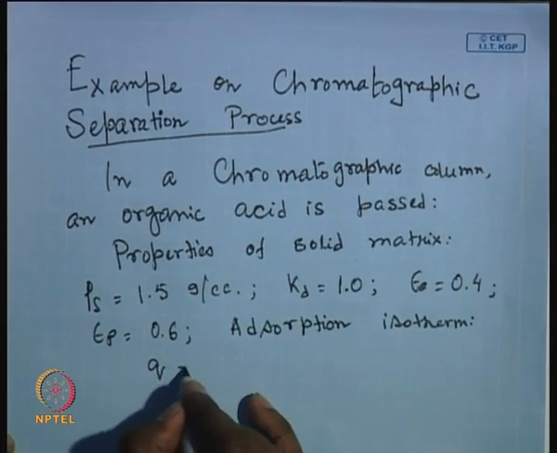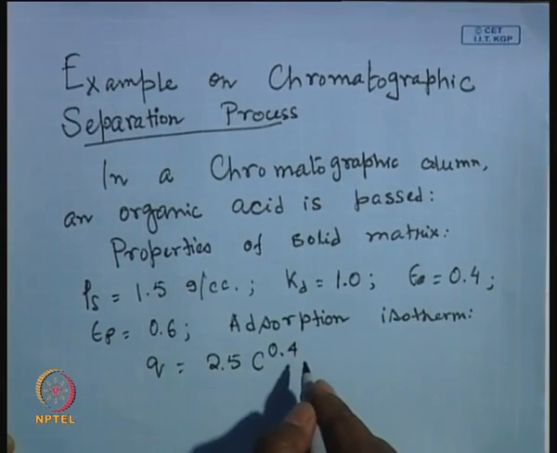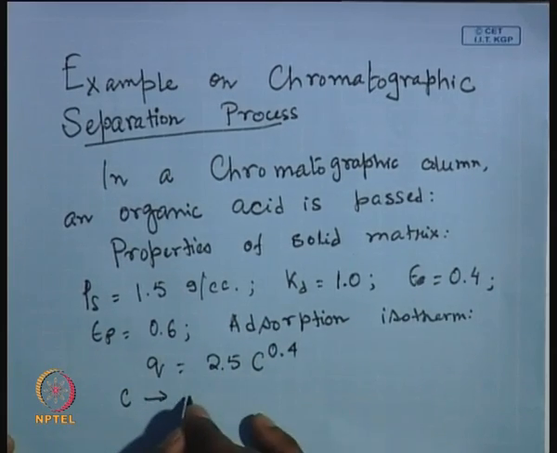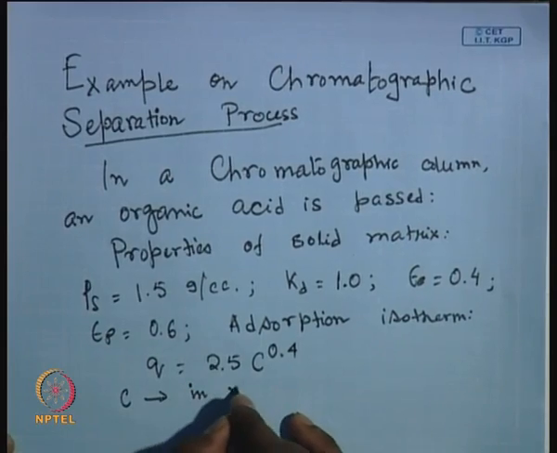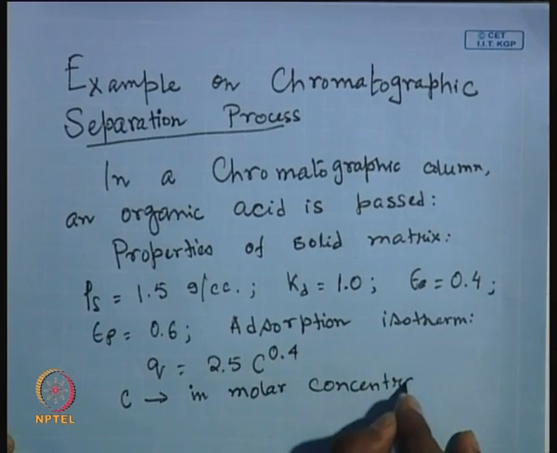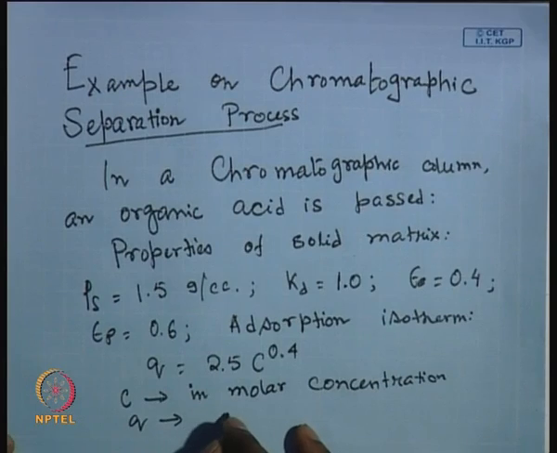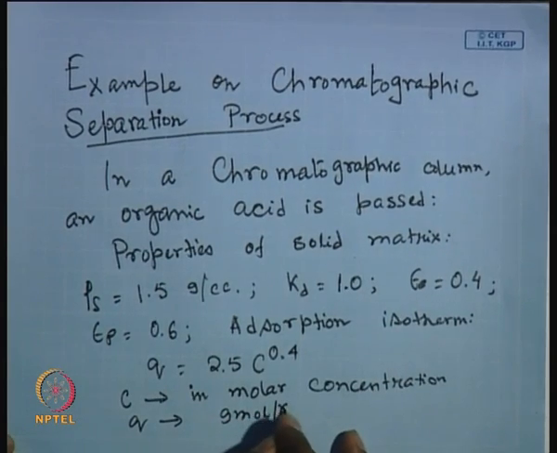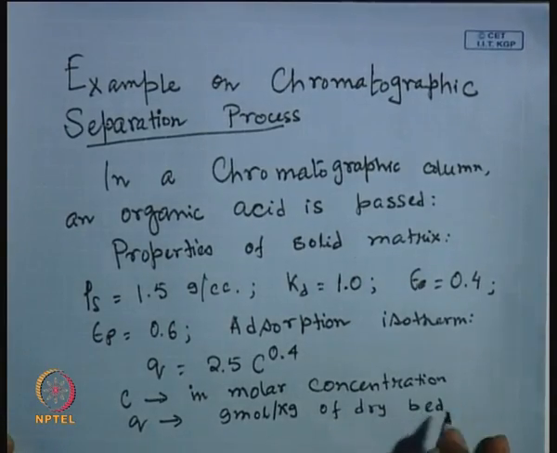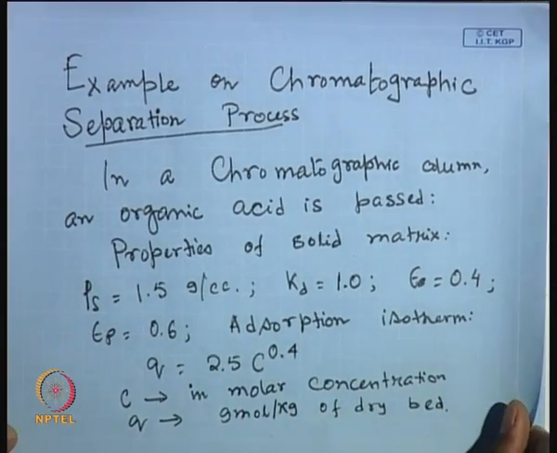The adsorption isotherm of the solute is given as Q is equal to 2.5 C to the power 0.4, where C is in molar concentration and Q has a unit of gram mole per kg of dry bed. Okay. Now, we have to do several calculations.